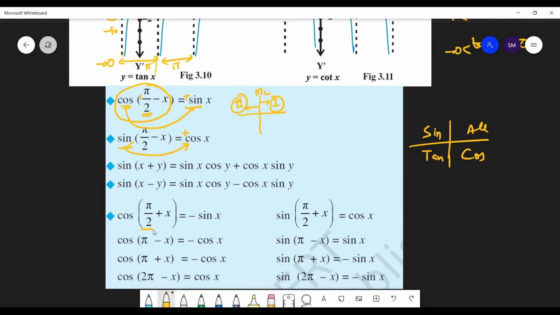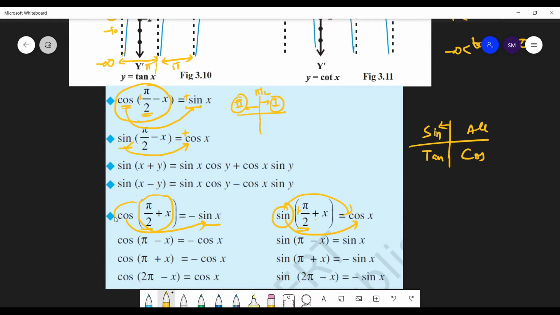Now look at this formula. If it is 90 degree here, this cos will change into sine, so this will be sine x. It doesn't matter whether here it is plus or minus. If it is an odd multiple of 90 degree, you have to write its complementary ratio. Now which quadrant is it? The second quadrant.